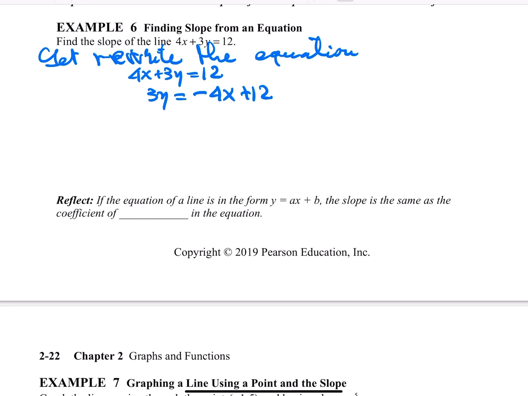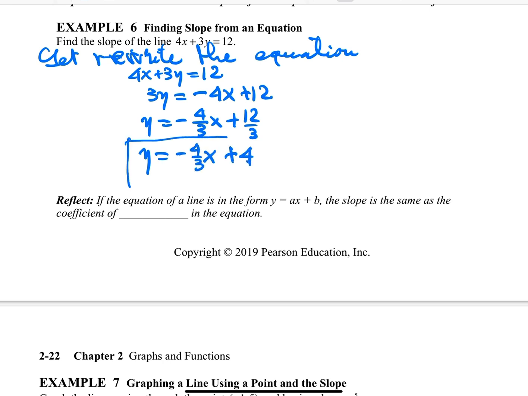So if you divide both sides by 3, you can tell easily. You have y is equal to -4 over 3x plus 12 divided by 3. And 12 divided by 3 is just 4. So you have y is equal to -4 divided by 3x plus 4. Now you're done.